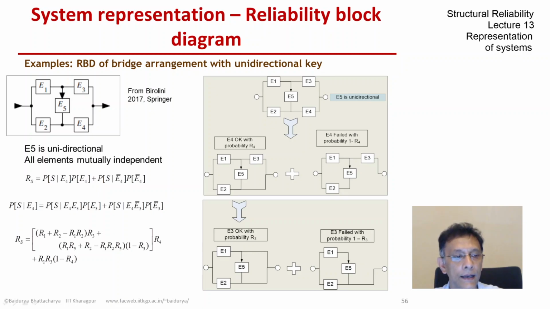The second line is when E3 has failed, and that actually takes into account element 5's reliability, and that's what you see on the second line. And the third line is basically what we looked at in the beginning, when element 4 has failed. So the combined system reliability is computed in this manner.